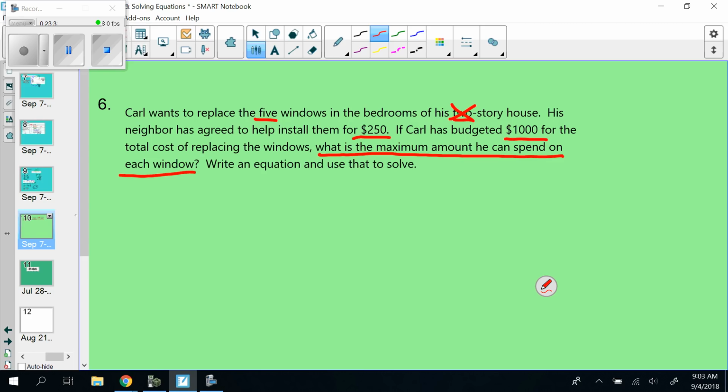Now you want to figure out what's the total. It looks like Carl has 1,000 here. So whatever he spends can't go over $1,000 because that's his budget. What does he have to pay? Well, he has to pay for installation, which his friend is going to help him with for $250. So that cost is going to get paid out no matter what. The other things he needs to spend money on are those windows. And since we know there's 5 of them, we want to do 5 times the number of windows plus the $250 he has to pay his friend to equal 1,000.